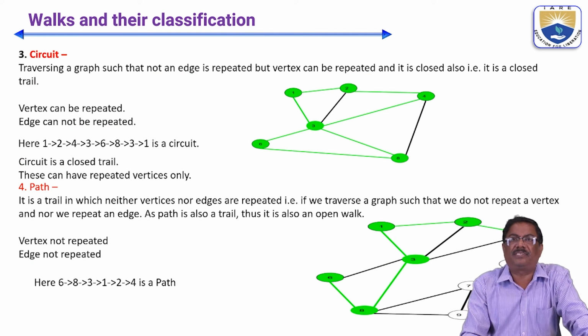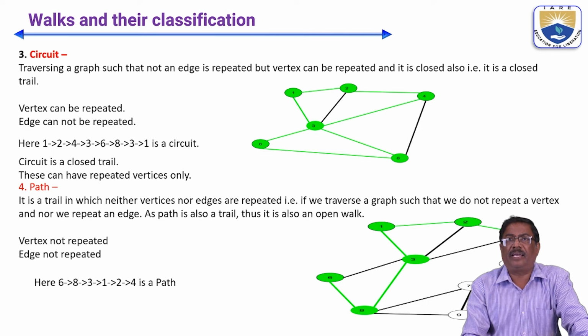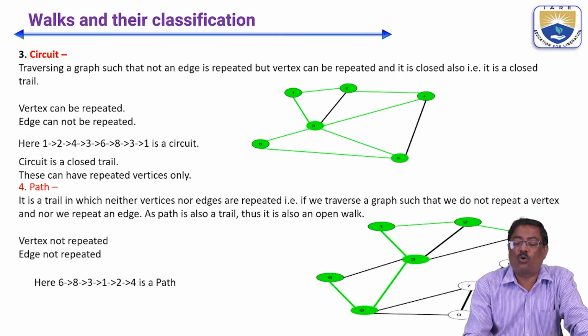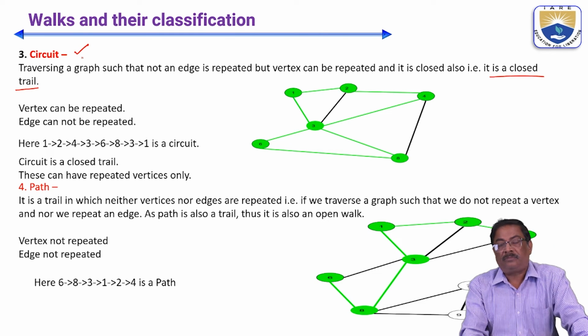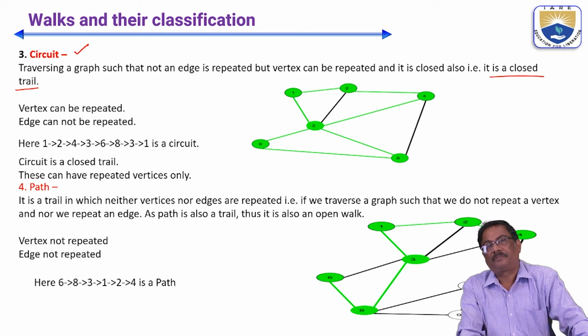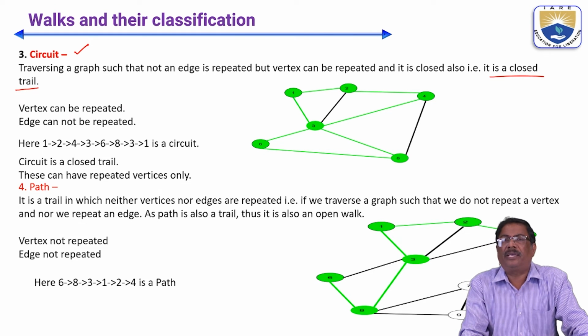Now the next definition is circuit. What is a circuit? A circuit is traversing a graph such that no edge is repeated, but a vertex can be repeated, and it is closed also. So it is a closed trial. If I consider a closed trial, it is known as a circuit. Here a vertex is repeated, but an edge is not repeated.